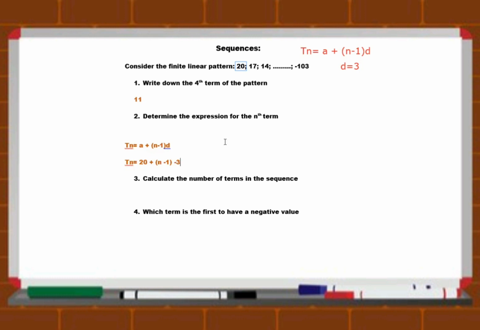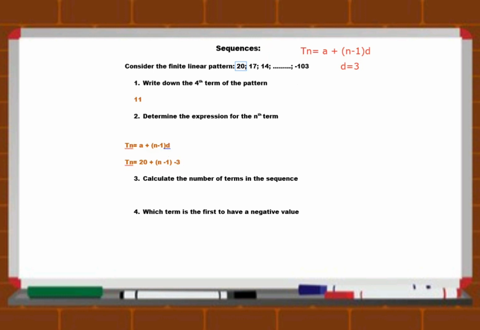The reason why it's negative 3 is because the further along you go with this pattern, you have smaller numbers. So if, let's say, it was 20 and 23 and it was increasing, it would be positive, but it's negative because it's decreasing. I hope that makes sense. So it's negative 3.